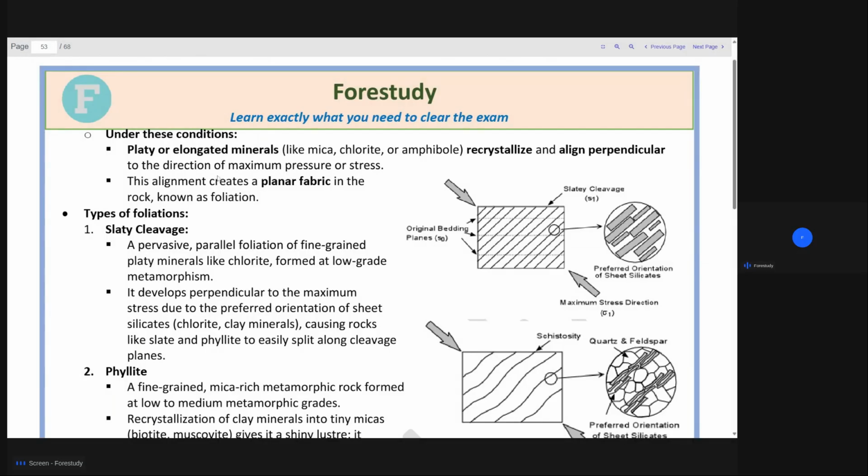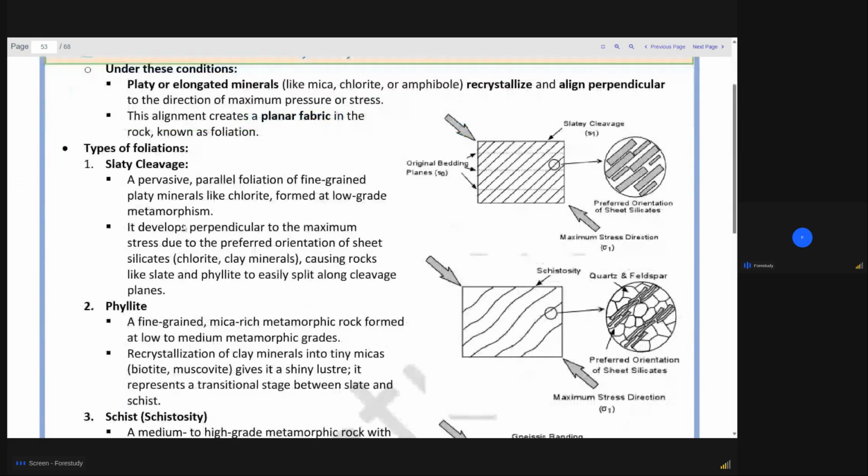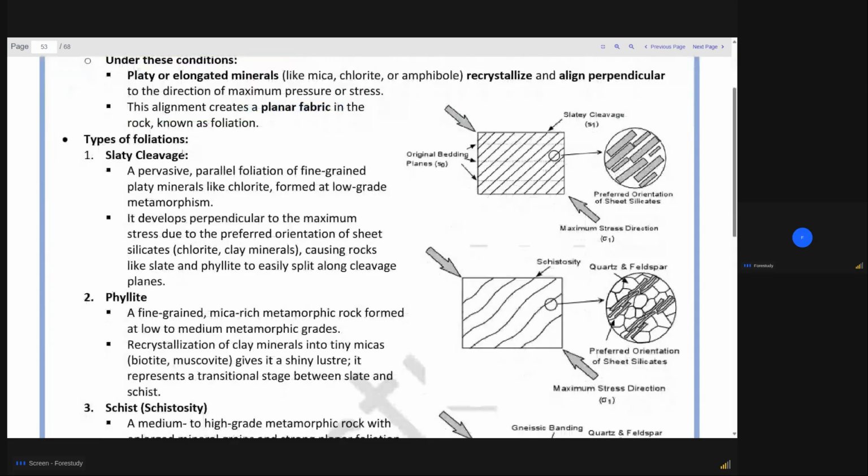So, types of foliation. Now we will talk about types of foliation. So slaty cleavage is a pervasive parallel foliation of fine-grained platy minerals like chlorite, formed at low-grade metamorphism. So slates are mostly formed in low-grade metamorphism, that you know already.